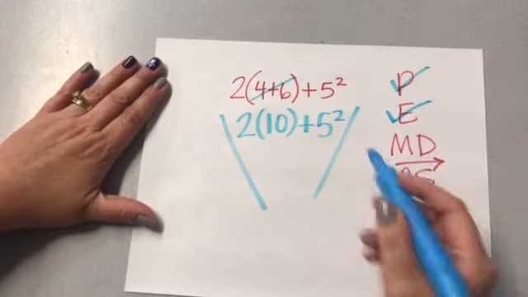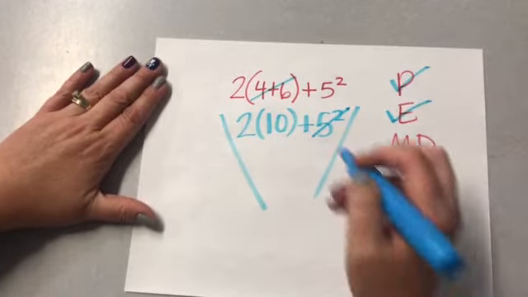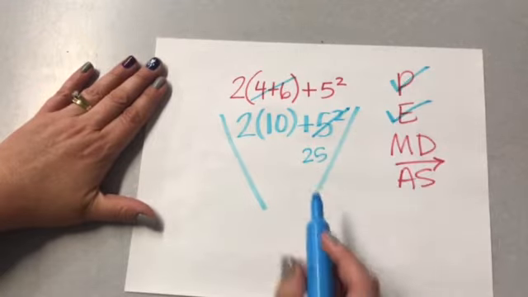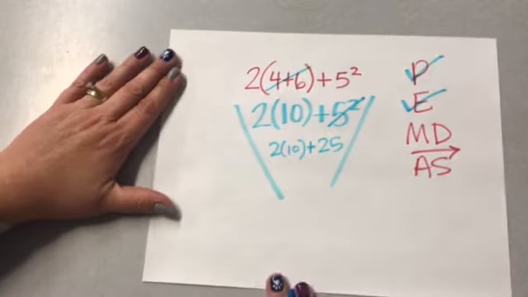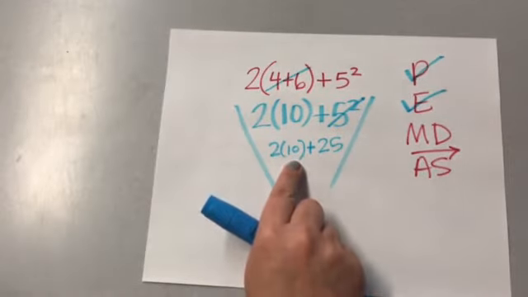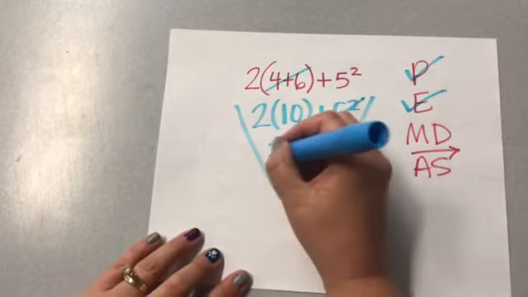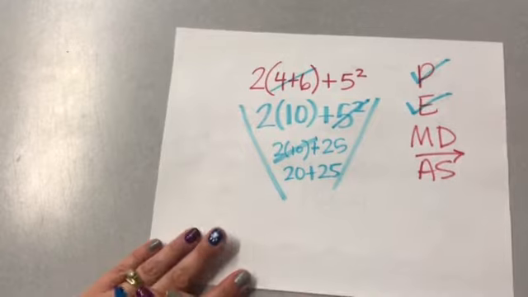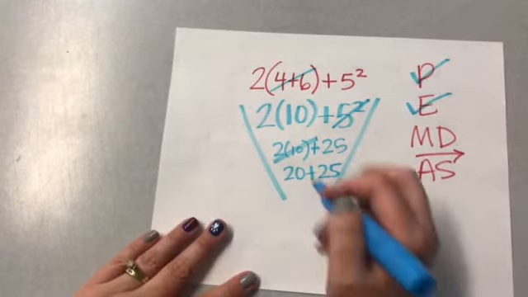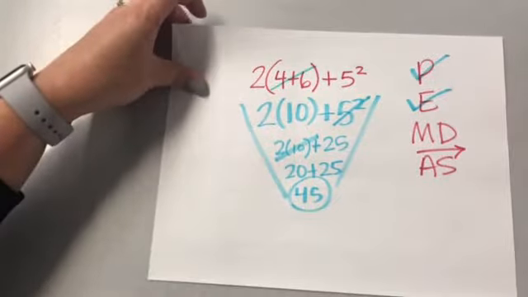My next thing is exponents. I have 5 to the second power. 5 to the second power is 5 times 5, which is 25. I'm going to go ahead and rewrite everything. 2 touching a parentheses that has 10 is 2 times 10. 2 times 10 is 20. 20 plus 25, that's the last thing I have, so I'm just going to add, is 45. My answer dumps out the bottom of my funnel as 45.